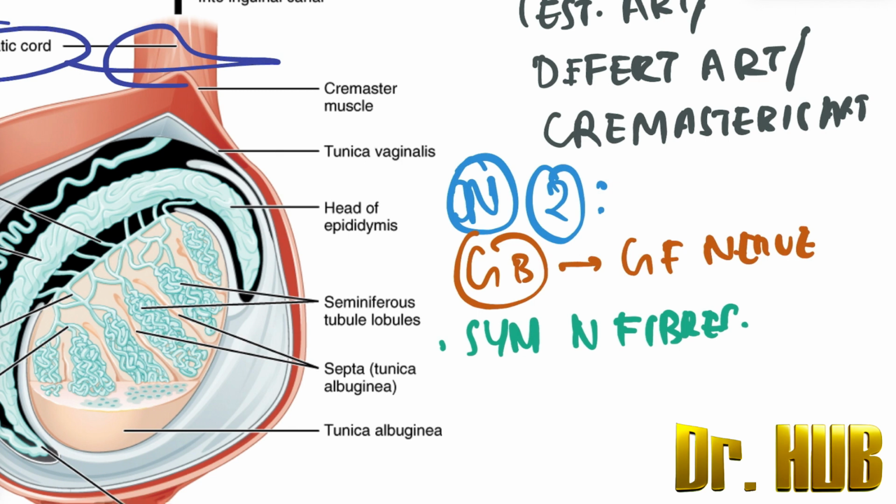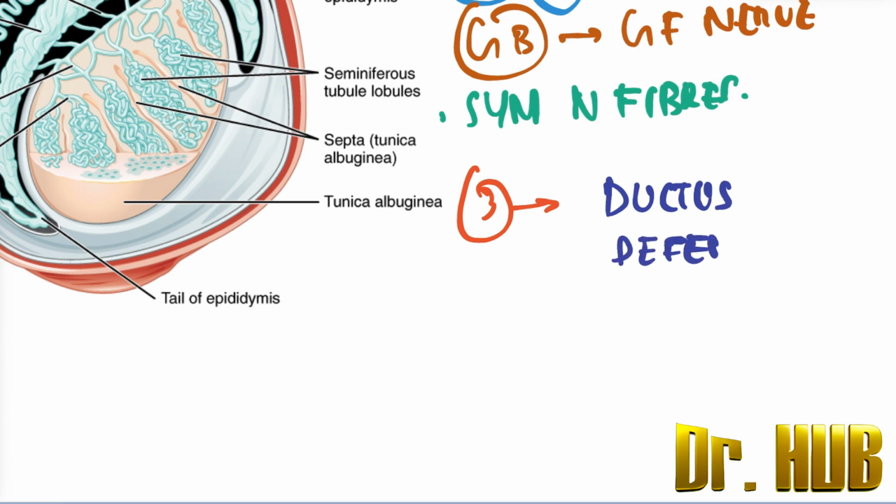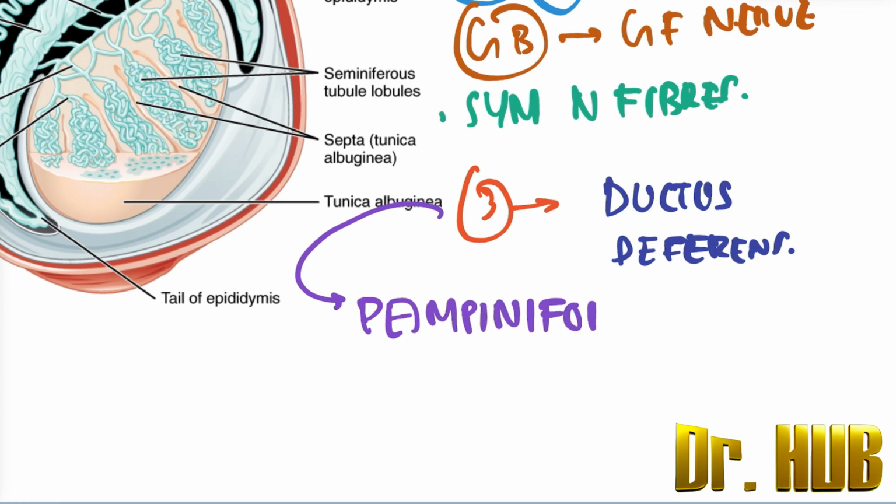And there are some other 3 structures. So what are the other 3 structures? They include the ductus deferens, and there is also the pampiniform plexus of veins. Then comes the presence of the lymphatic vessels.